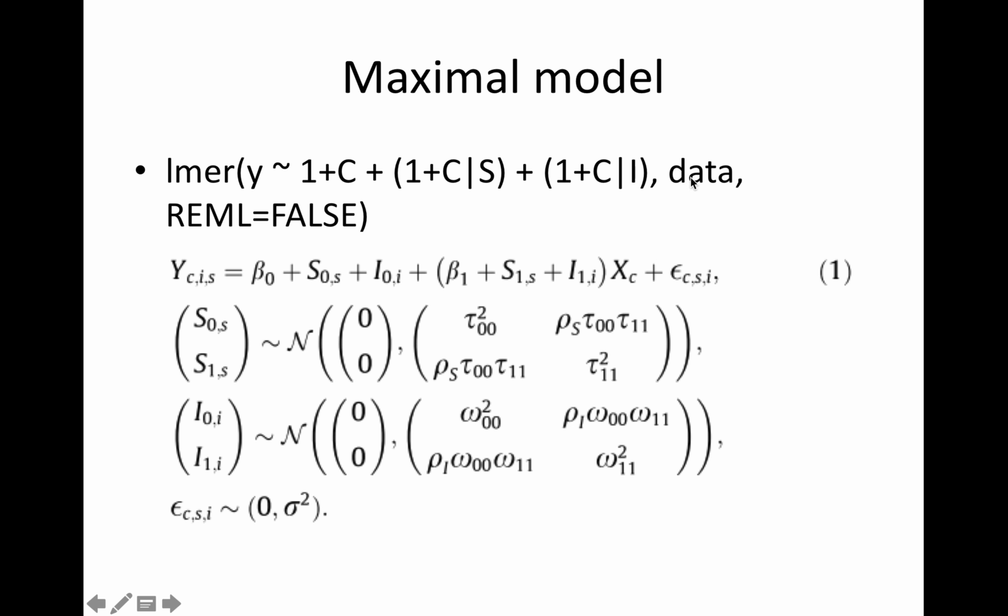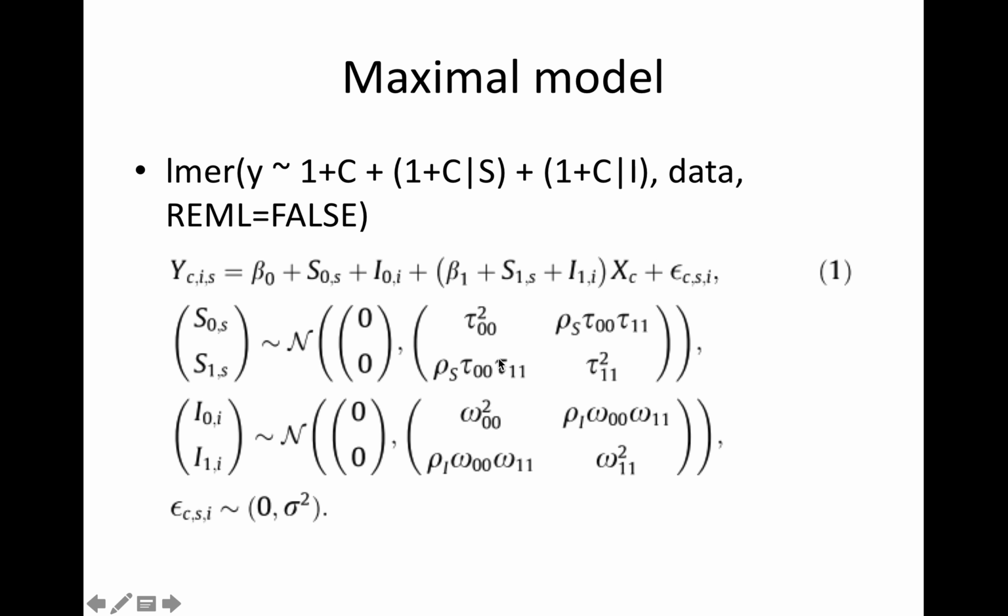Okay, and then this is just the data set and REML equals false. They distributed the code with the paper, so this is exactly what the paper used. And this is the more mathy version of the model. So you can see the slope consists of just the fixed effect plus the random subject effect plus the random item effect. And then you have the same for the intercept: fixed effect, random subject effect, random item effect.